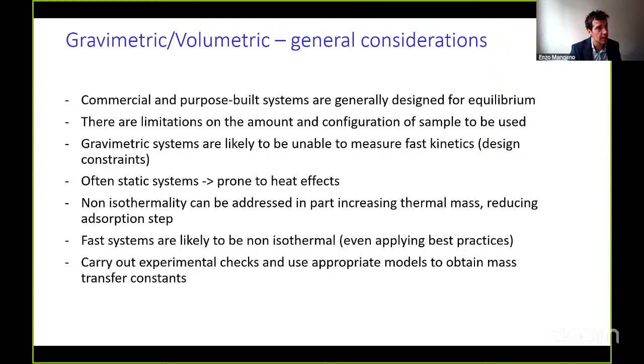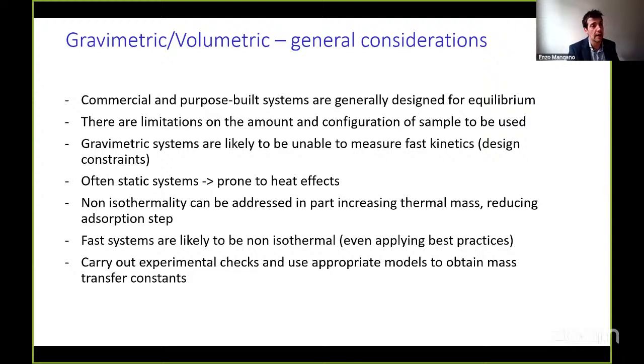Gravimetric systems are generally not very suitable to measure very fast kinetics, due to the design constraints, the way the flow is designed around the cell, the way the volumes are designed, and so on. Most of the systems are static, so they are prone to heat effects. And this is a theme for both these techniques, gravimetric and volumetric. Non-isothermality can be addressed, of course, by increasing the thermal mass, reducing the absorption depth, reducing the amount of sample. But you will see it is not always possible to eliminate it entirely. So sometimes it simply is impossible to eliminate.